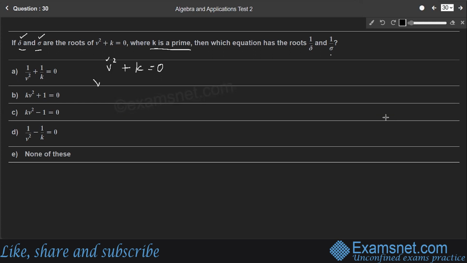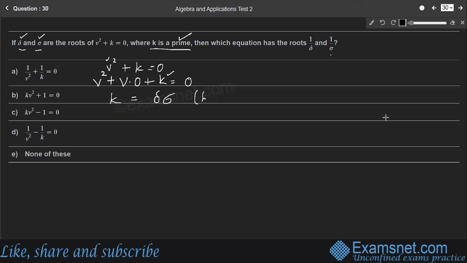So, I'll write this quadratic equation as v square plus v, whose power is 1, into 0, right? Its coefficient is 0, plus k. k is a constant which is a prime, which is already given, is equal to 0, right? In any quadratic equation, the last term is the product of its roots. While splitting the middle term, we have already studied the product of its roots is equal to the last term, which is the last number, right? Therefore, k can be written as product of delta and sigma, right?